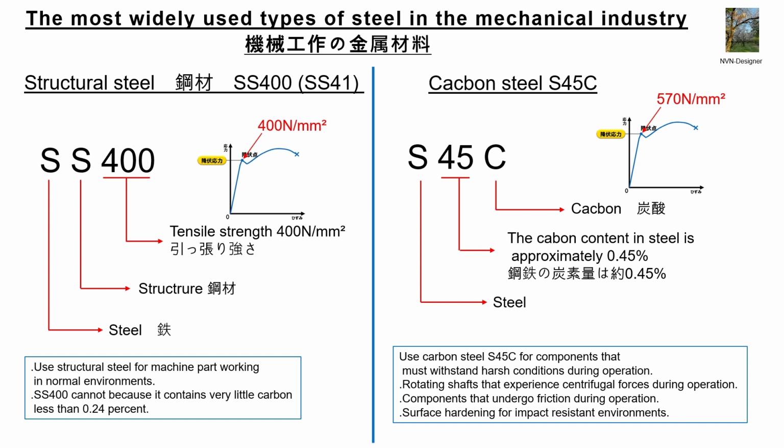use carbon steel S45C. For example, rotating shafts that experience centrifugal forces during operation, and components that undergo friction during operation should use carbon steel S45C, followed by hardening the surface, along with chrome plating to resist wear. Components subjected to impact forces should also use carbon steel S45C, which is hardened on the surface to prevent surface denting.